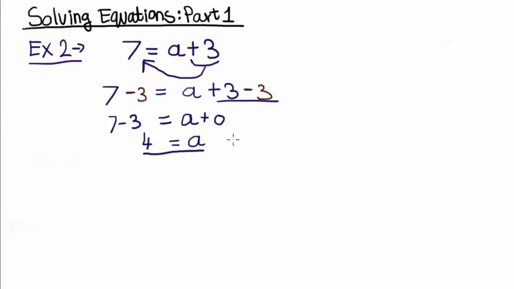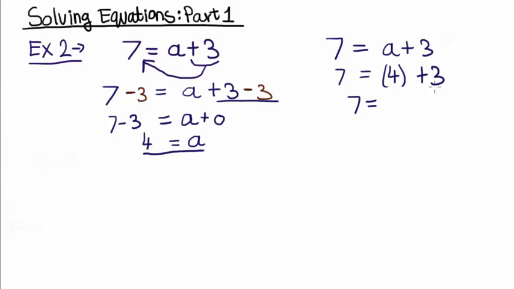So let's just check it to be doubly sure. If I have 7 equals a plus 3, where a is replaced by the number 4, then I have 7 is equal to 4 plus 3. And since you know that 7 is indeed 4 plus 3, this is a true equation, and so the solution is indeed a is equal to 4.